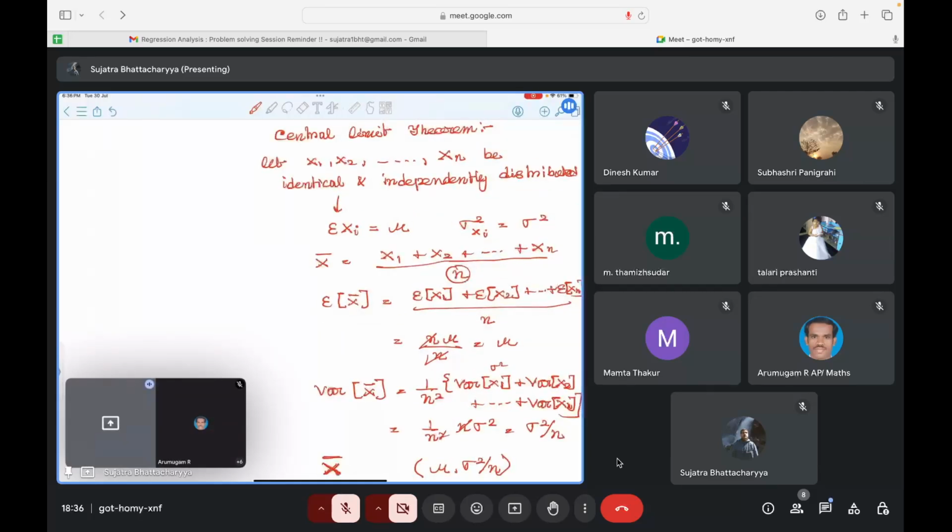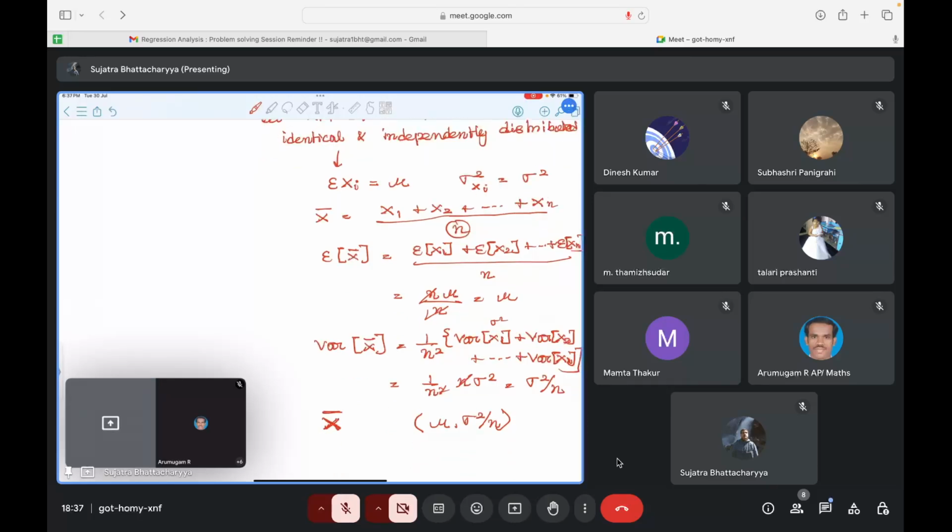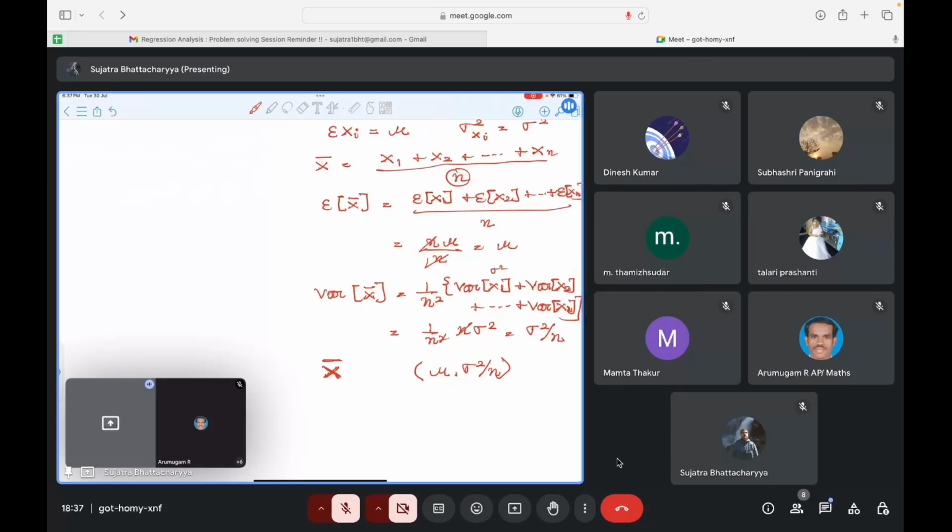See, x bar is related like this, x1 plus x2 plus xn. These are all linearly related, right? So if x1 and x2, all these are distributions, random variables, and they are linearly related, what can we write? If x is normal distribution, then x bar generally converges to a normal distribution.